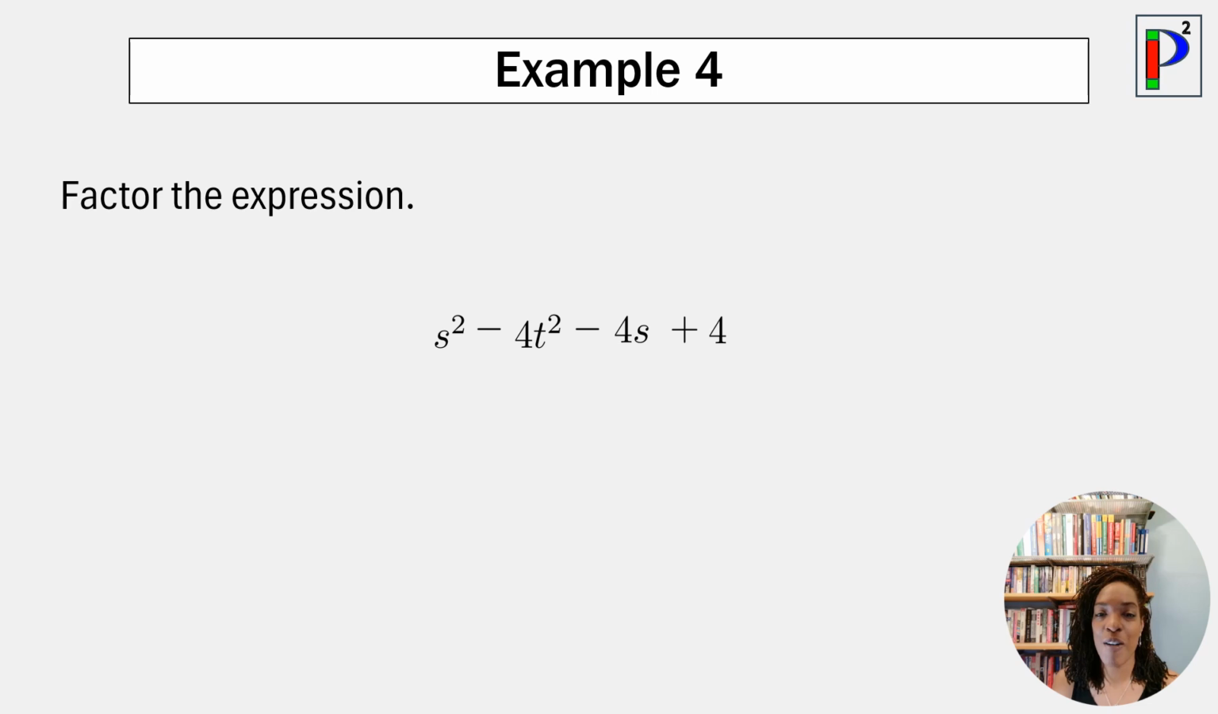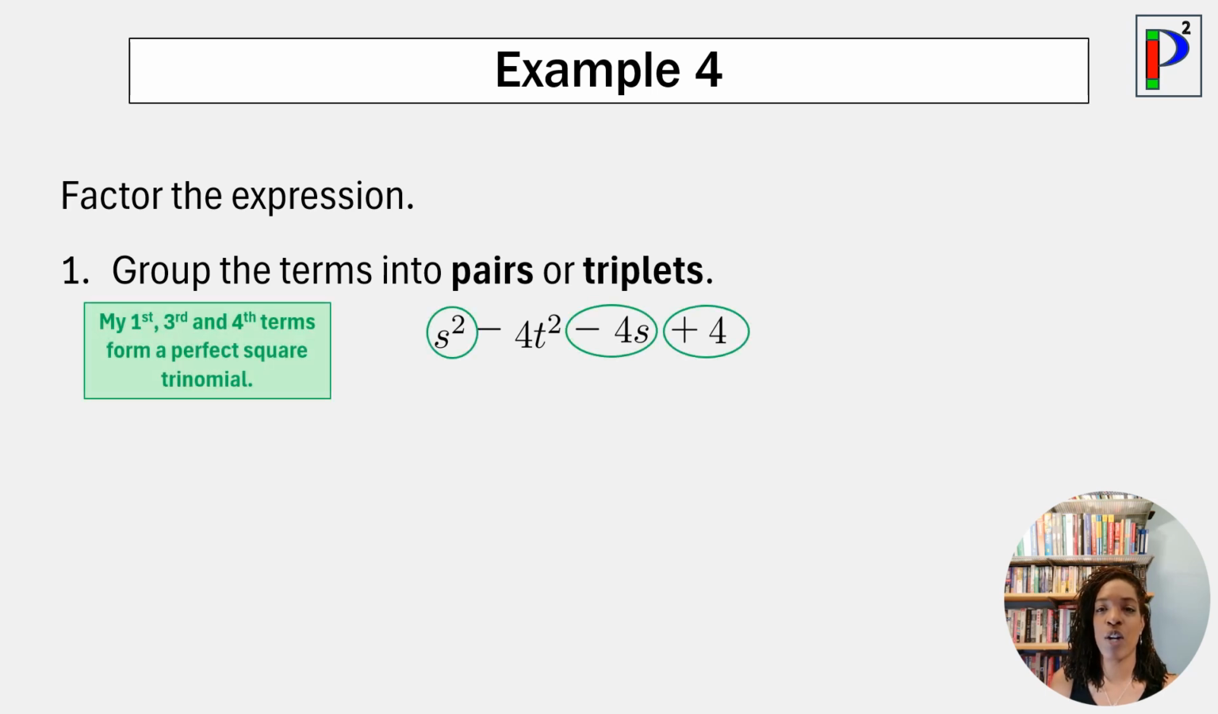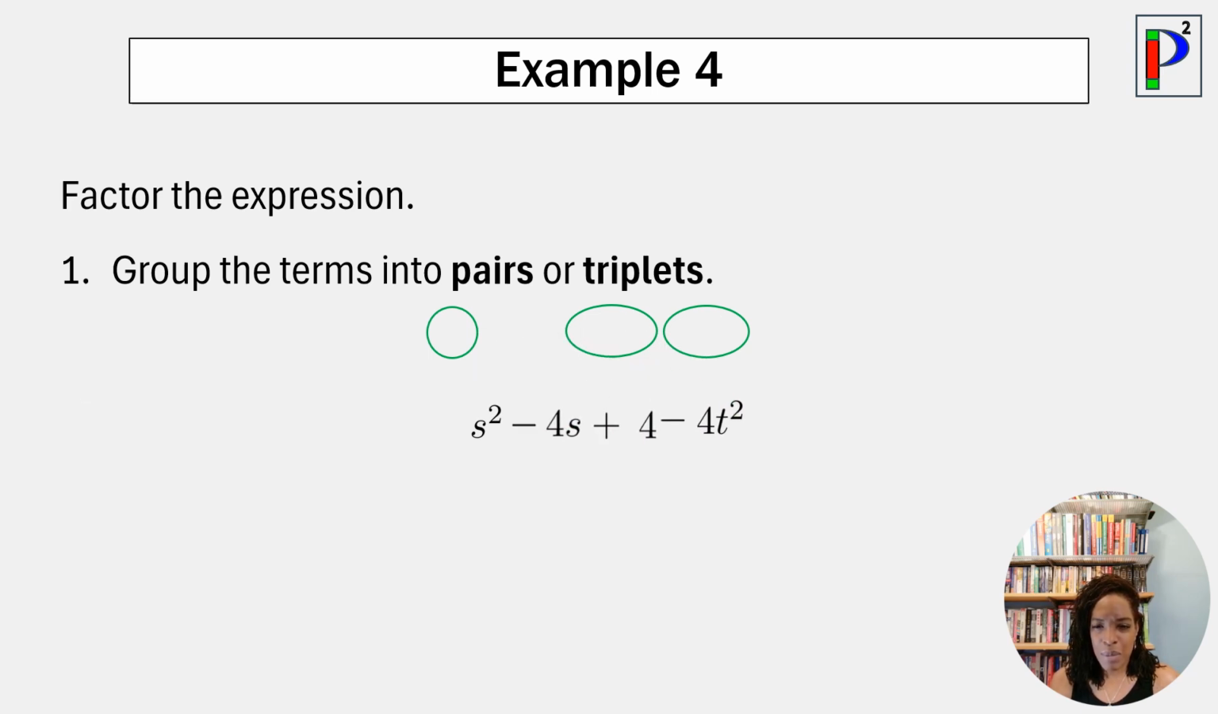Okay, what about our fourth example? s squared minus 4t squared minus 4s plus 4. I don't see a GCF. I'm going to think about my correct order, pairs or triplets. Now I have a special triplet in here, a perfect square trinomial. I just have to put some stuff in the right order. Let's see. Boom. There we go.